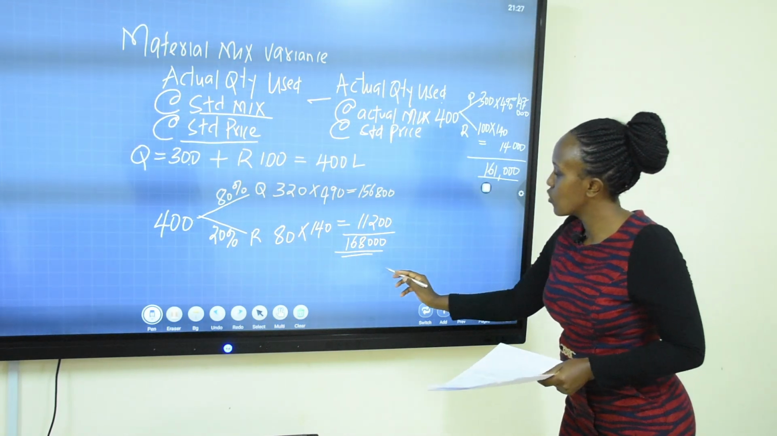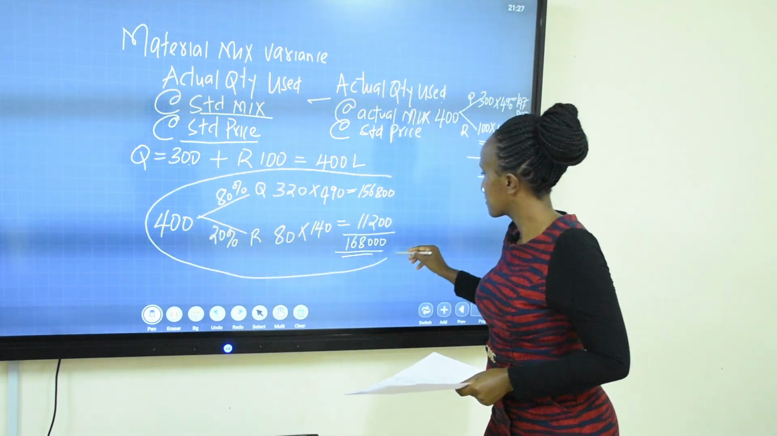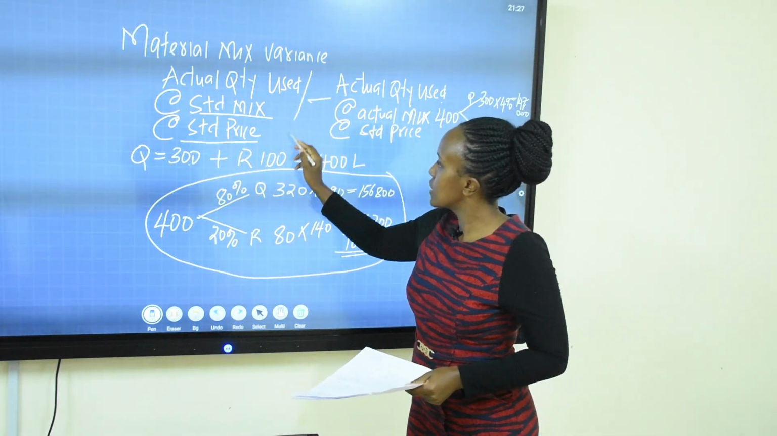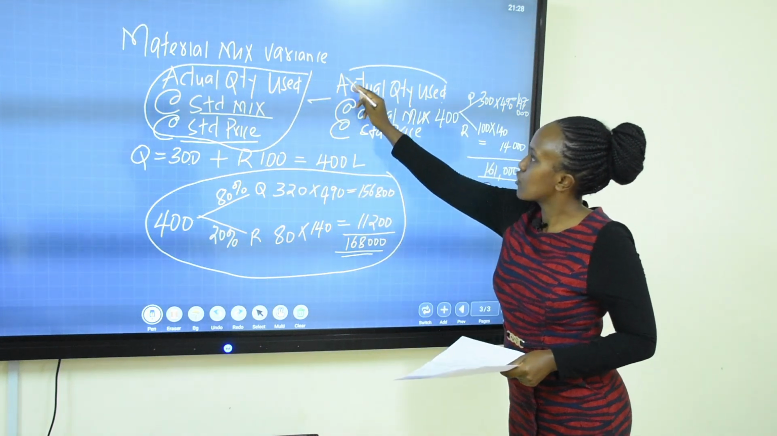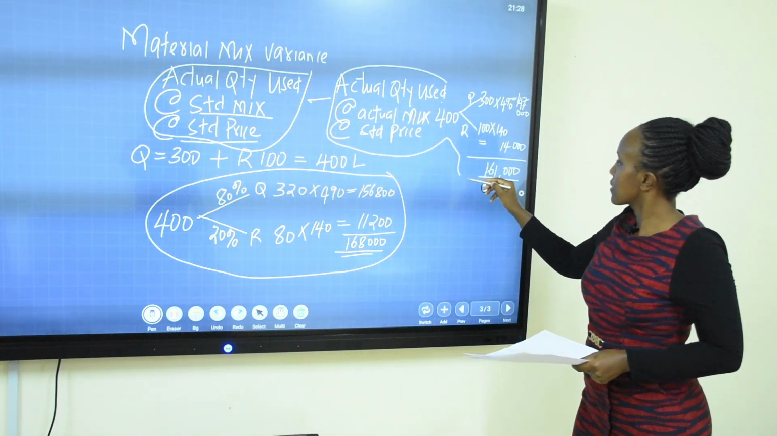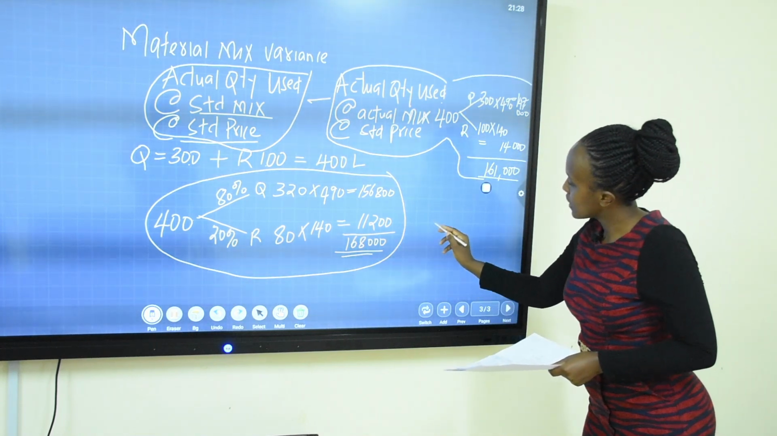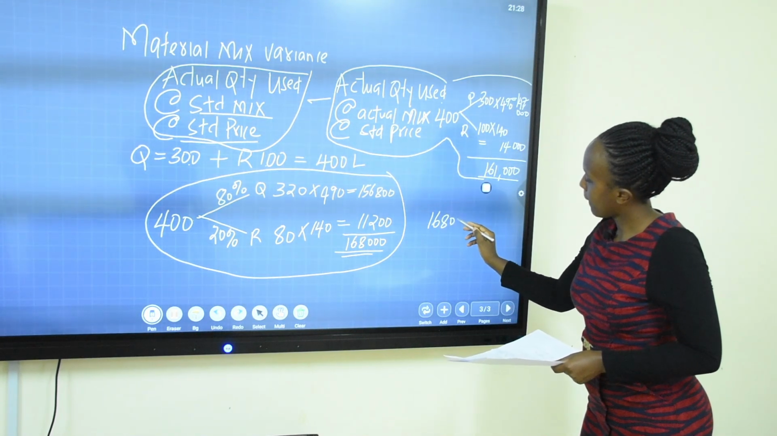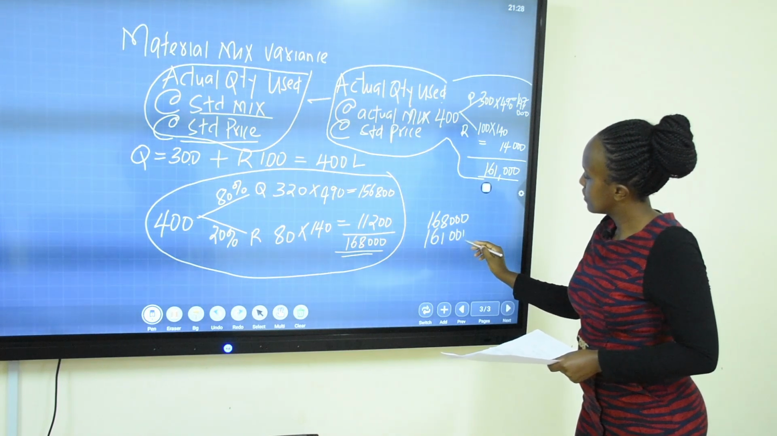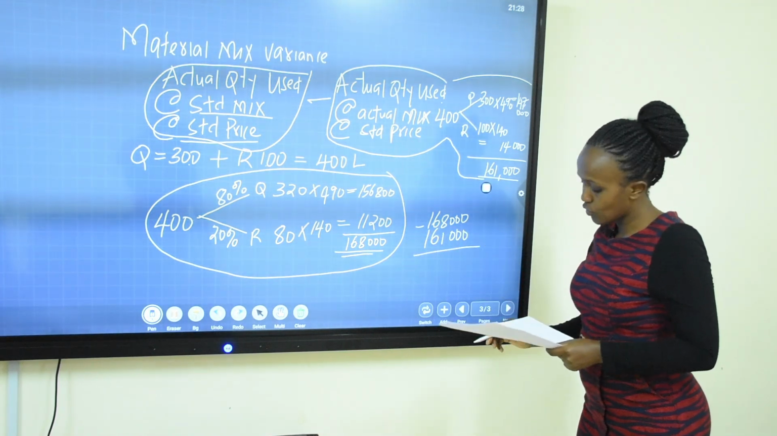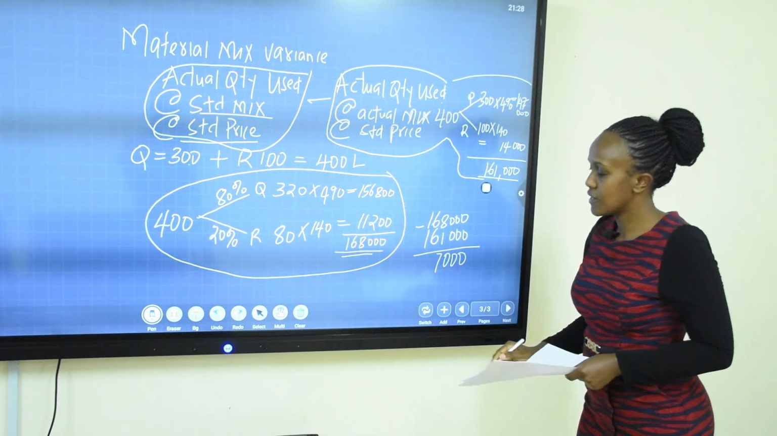The mix variance is going to be simply the standard. This is the standard, which is given up to this. This is how they were supposed to be mixed. And the actual, which is given by this, the actual mix. So it is going to be 168,000 minus 161,000. So the mix variance is going to be 7,000.